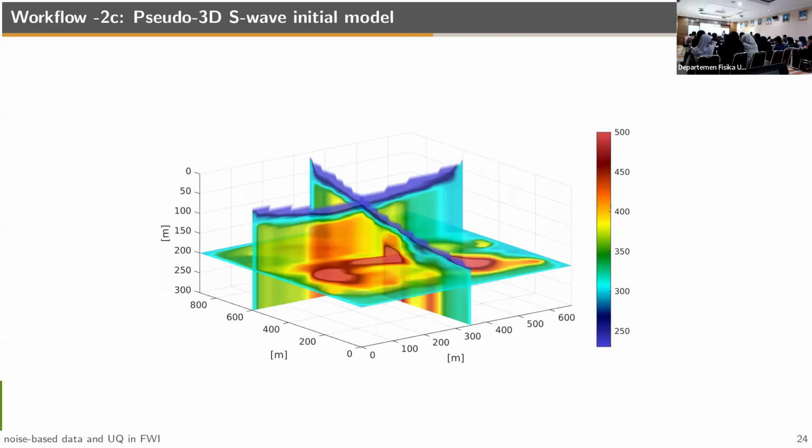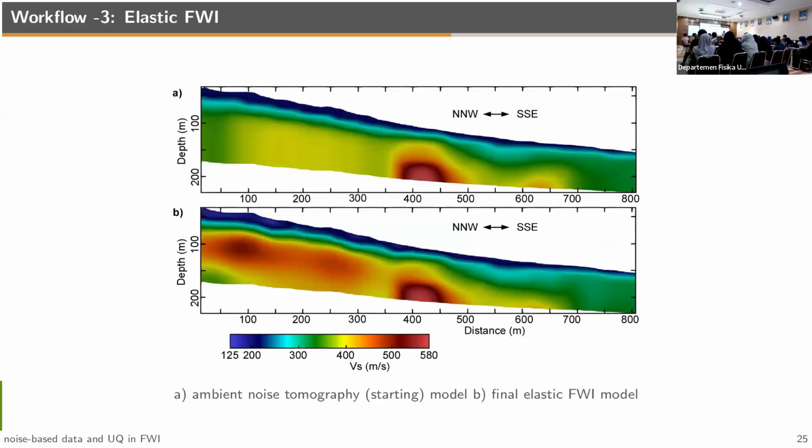And thanks to this pseudo 3D S-wave model and the P-wave model from first break picking and tomography, we have been able to run this elastic FWI-based approach. You can see here one section below the landslide, and one important finding has been this higher velocity zone in the middle of the landslide that was not actually well understood and characterized before.